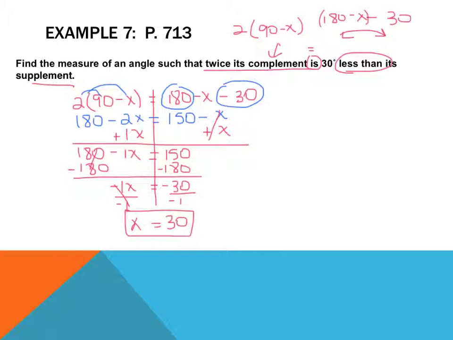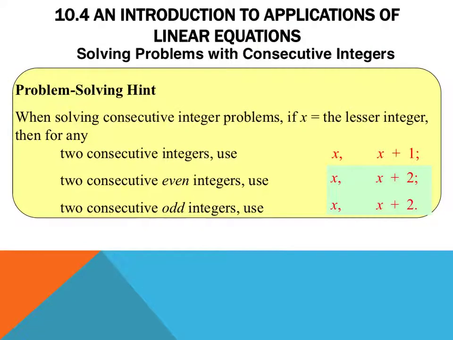So once you can set up the problem, then we're just solving it the way we did in the previous section. It's just being able to read it and set up the equation based on the phrases. Okay, another type of problem is using consecutive integers. Consecutive means in order, one right after the other. So consecutive integers would be like 5, 6, 7, negative 3, negative 2, negative 1. So any numbers that are in order.